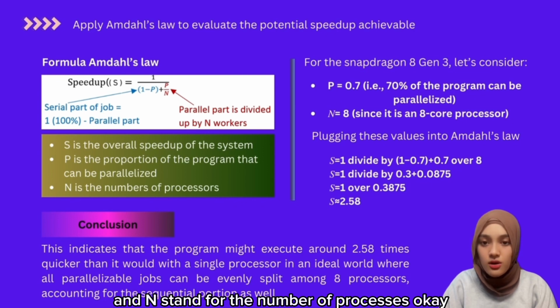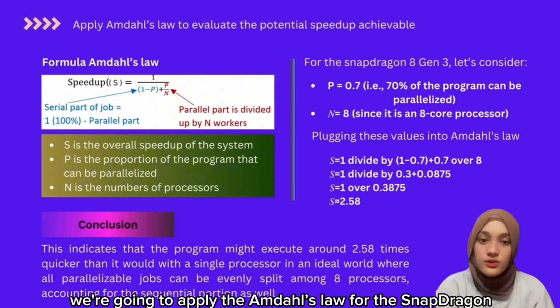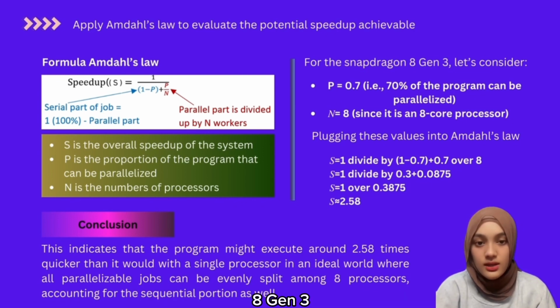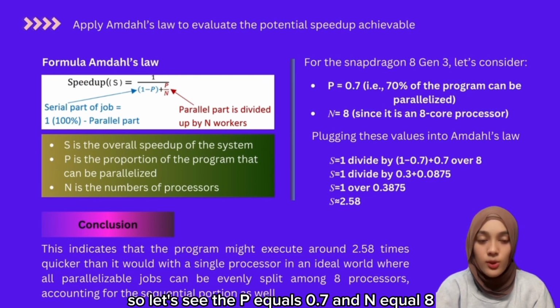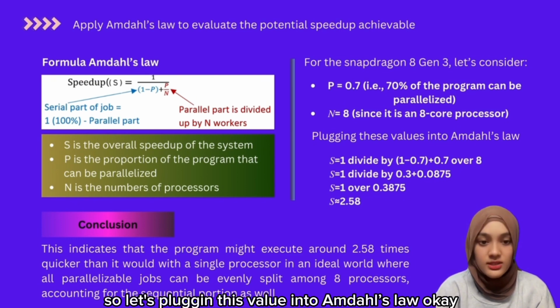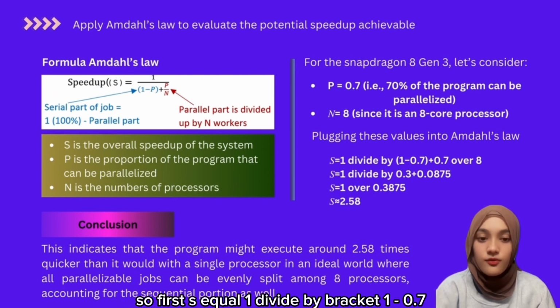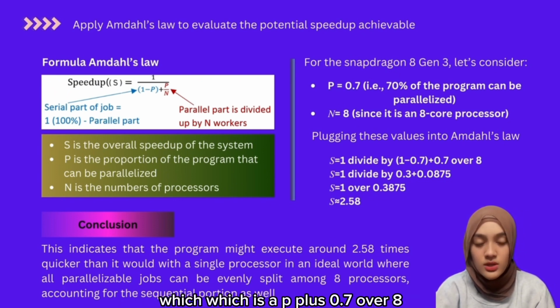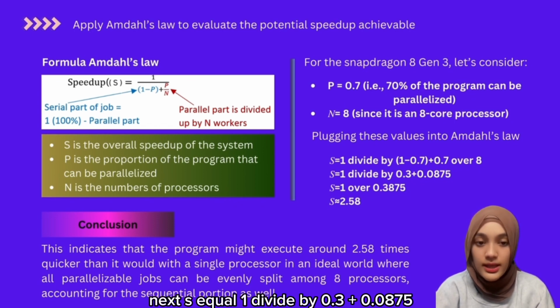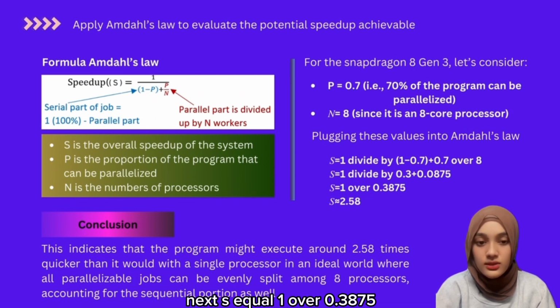Okay, next we're going to apply Amdahl's law to the Snapdragon 8 Gen 3. Let's consider P equals 0.7 and N equals 8. Let's plug these values into Amdahl's law. First, S equals 1 divided by bracket 1 minus 0.7, which is P, plus 0.7 over 8, which is N. Next, S equals 1 divided by 0.3 plus 0.0875. Next, S equals 1 over 0.3875. So the final answer is 2.58.